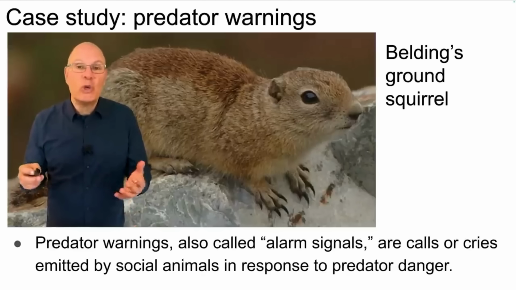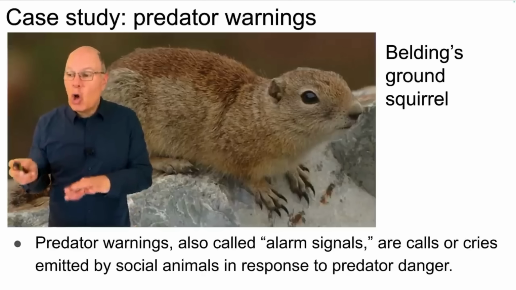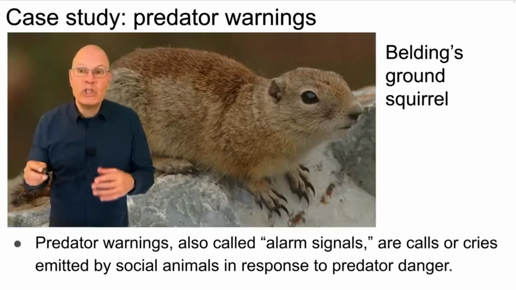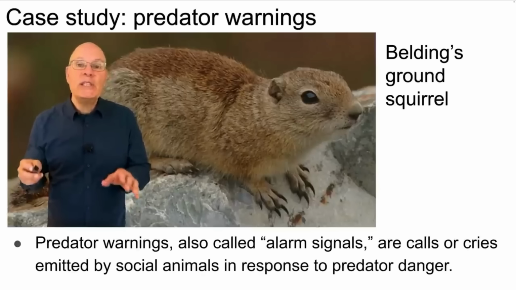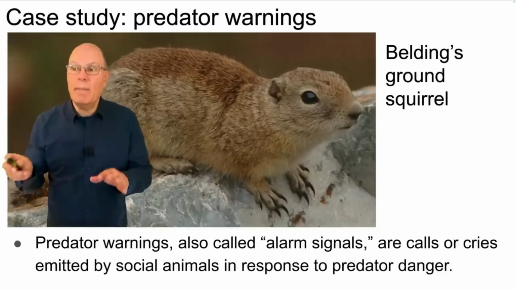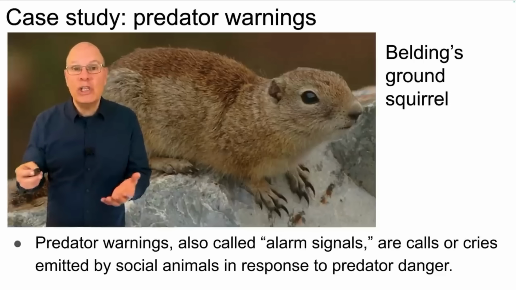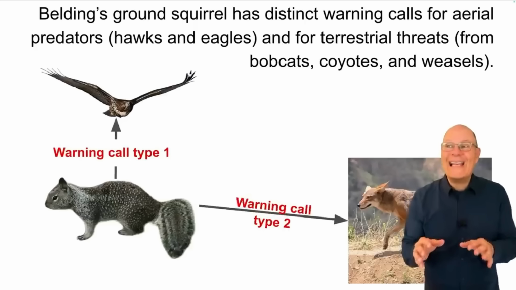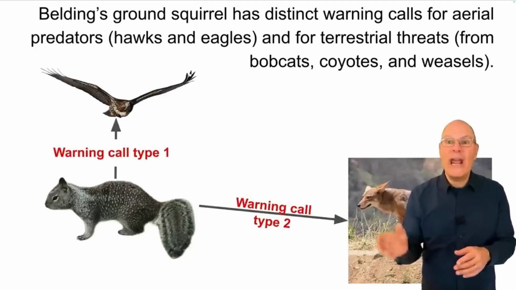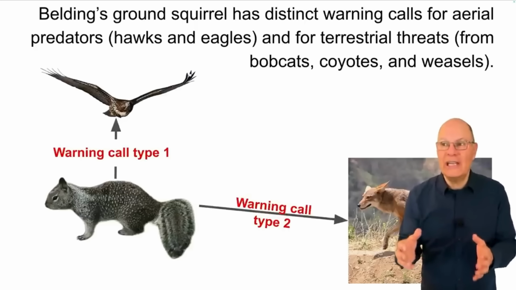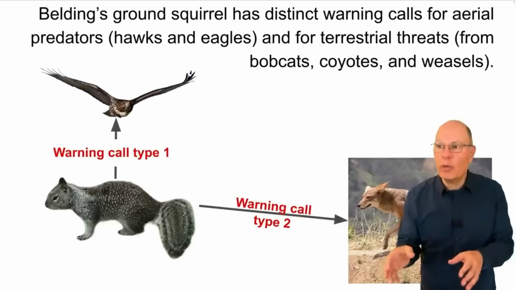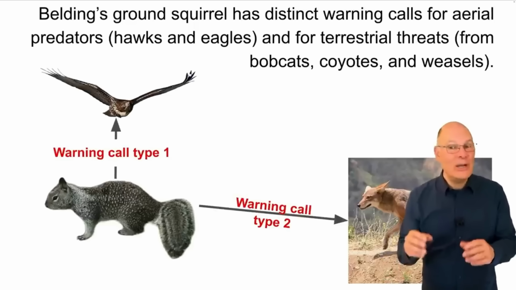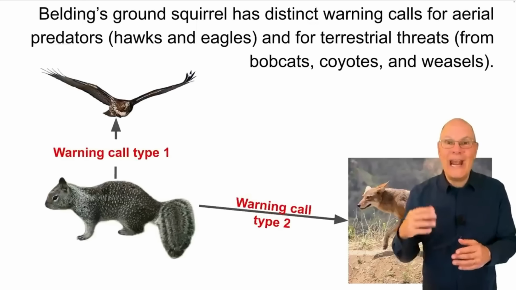Predator warnings, also called alarm signals, are calls or cries emitted by social animals in response to predator danger. These have been extensively studied in the Belding's ground squirrel, which lives in the Sierra Nevada mountains of California. Belding's ground squirrel has distinct warning calls for aerial predators like hawks and eagles, and for terrestrial threats from bobcats, coyotes, and weasels. Here's warning call type 1 for an aerial predator.